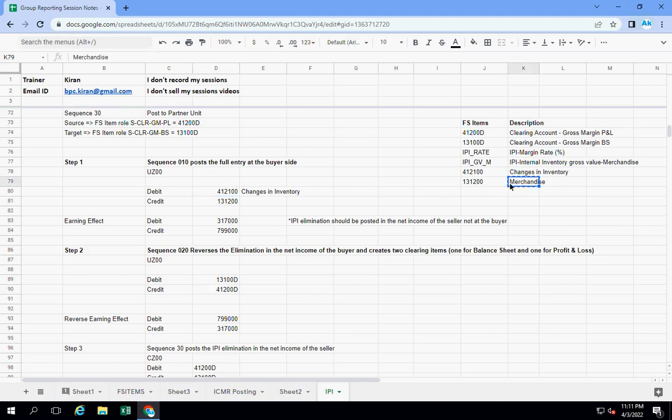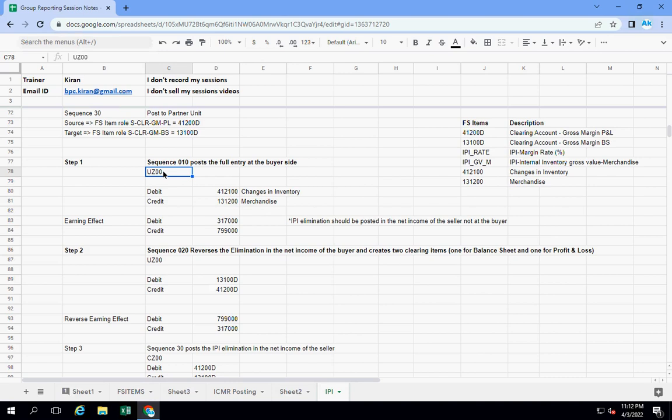So this is my mercantile account. And this 412100 is my changes in inventory, which is my P&L account, right? When any transaction is posted to P&L, we already calculated the net income, right? Now we are going to change the net income of my buyer US books.